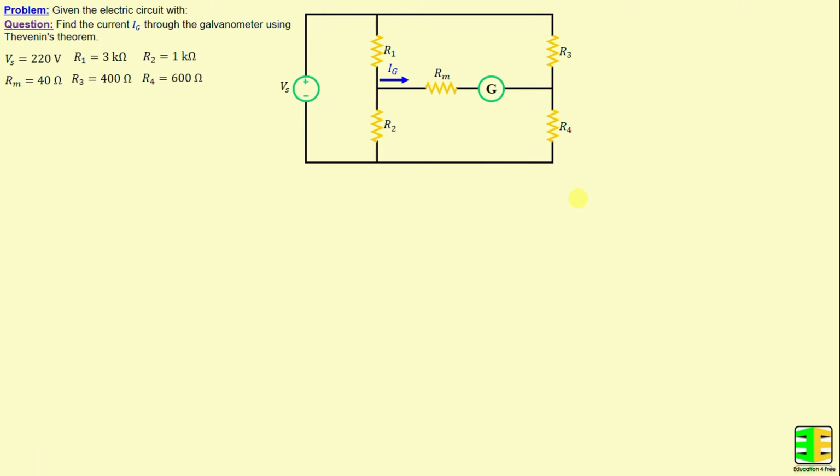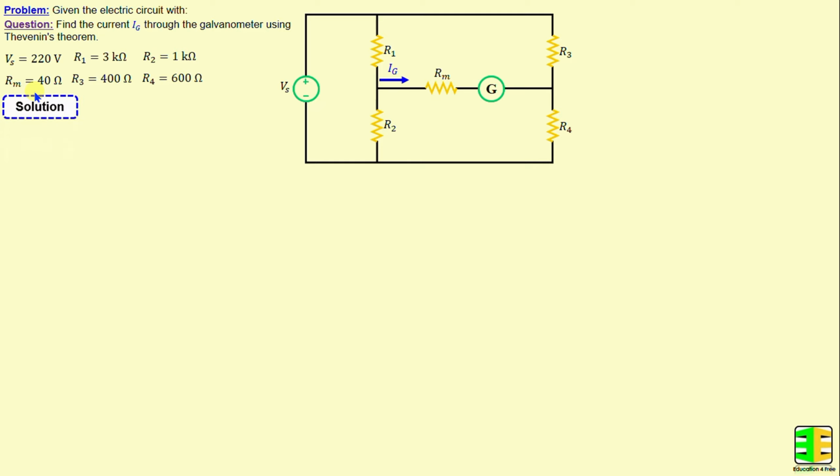Let's consider the galvanometer circuit consisting of 4 resistors labeled R1 through R4, as well as one independent voltage source Vs. Rm represents the galvanometer resistance. The question now is to find the current Ig through the galvanometer using Thevenin's theorem. Let's move on to the solution.